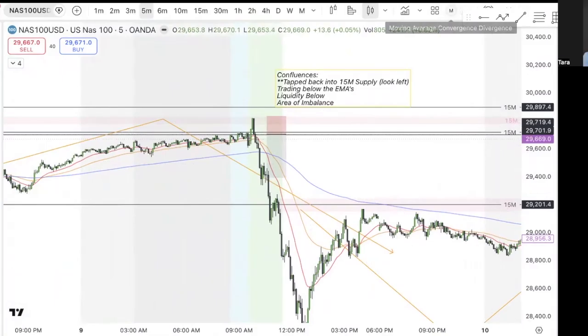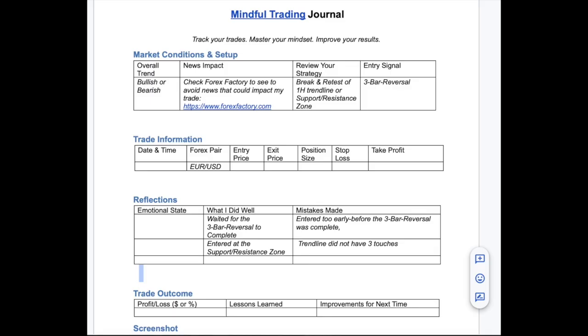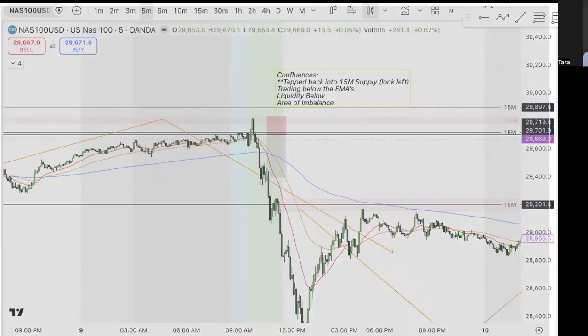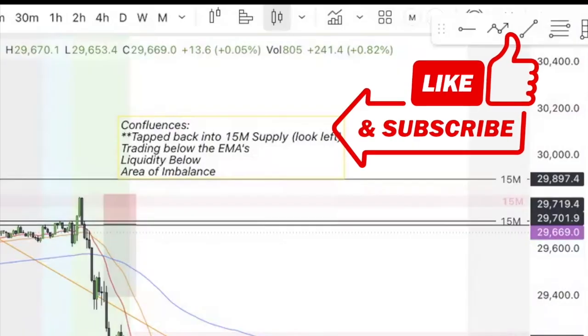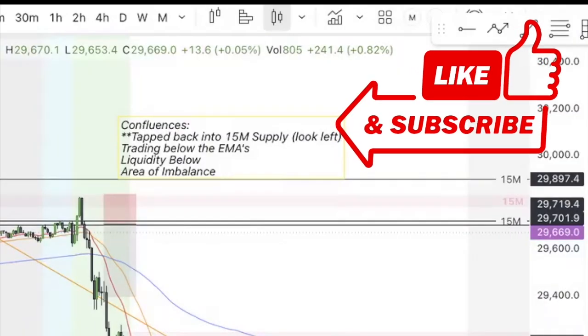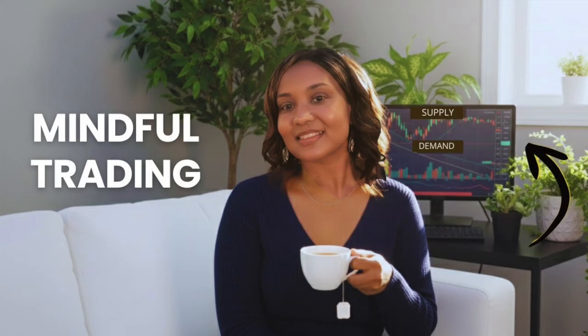Okay, so now that we've got all of our confluences here, we can take a screenshot of this picture and put it in our journal so that we can be reminded of it and study it, so that we can continue to become the best trader that we can, the best version of ourselves. Trade mindfully.